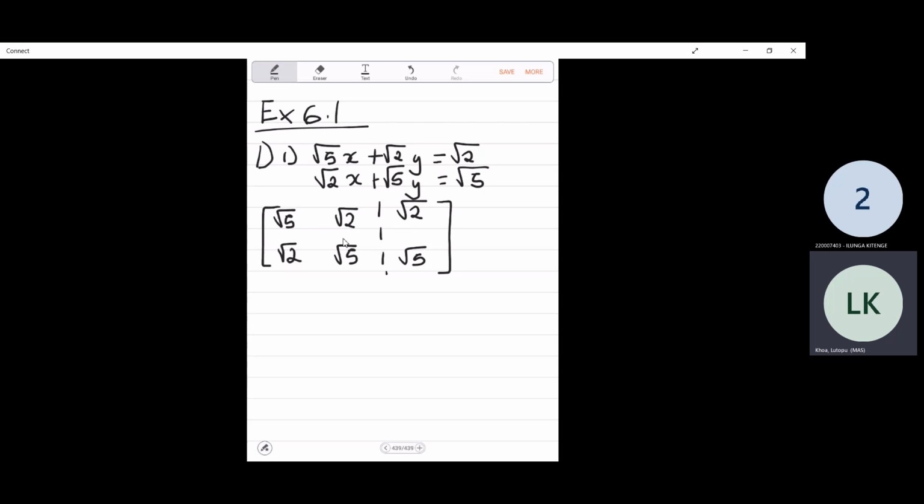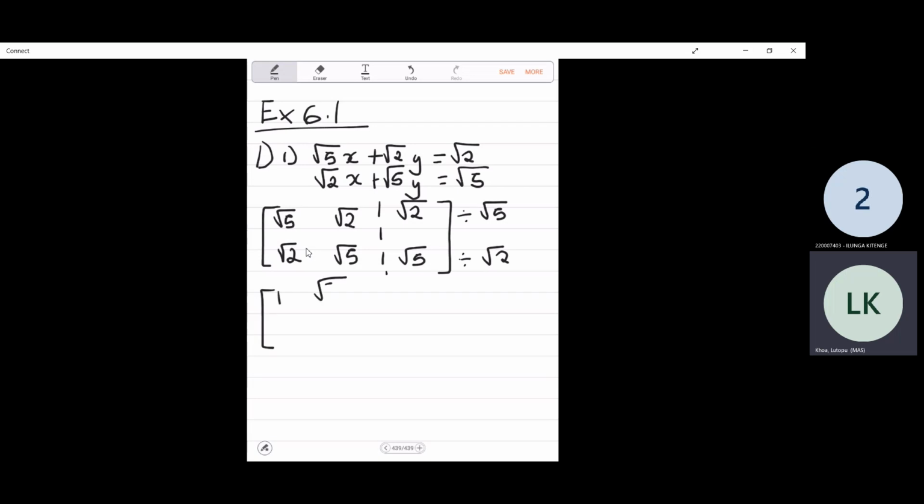So from here, the first thing we can do to make this a 1 is divide the whole first row by square root of 5, and then I do the same thing with the second row. I want to make this a 1, because then it's easier to subtract, rather than trying to find some constant to multiply one or both of the rows by to get 0. So this one, divide by square root of 2.